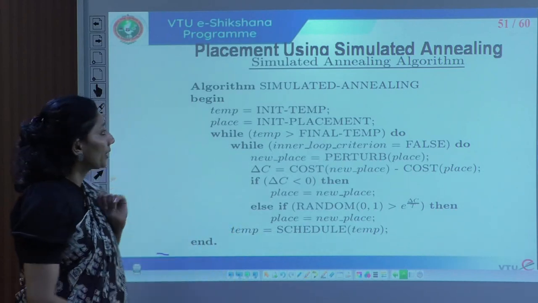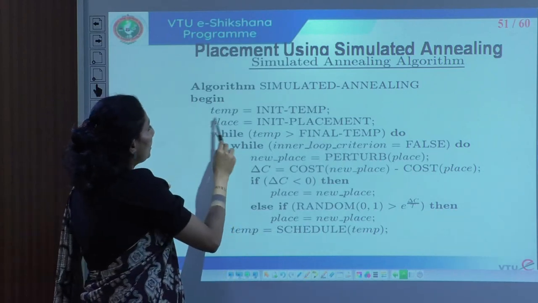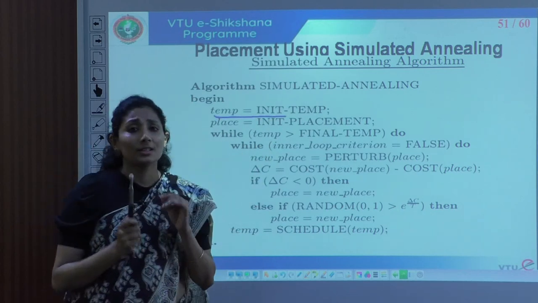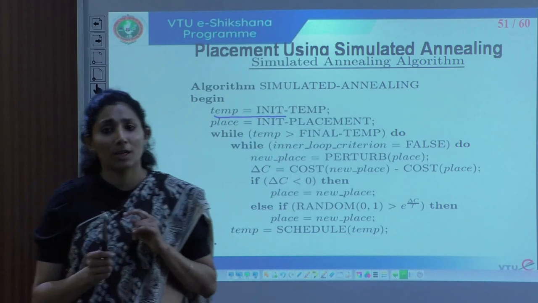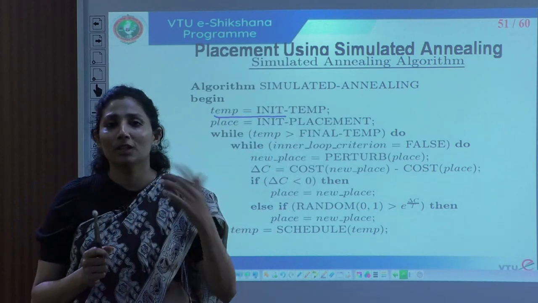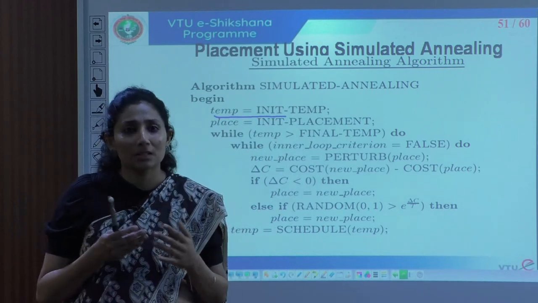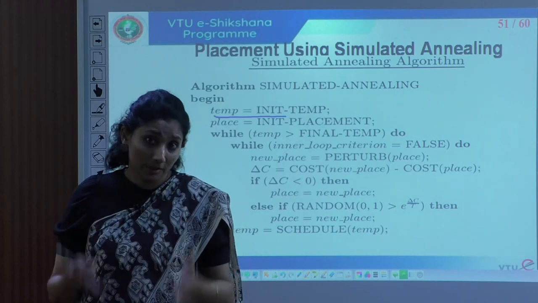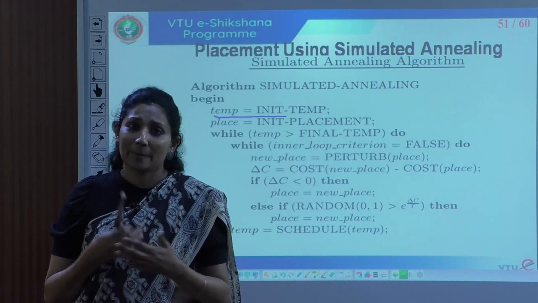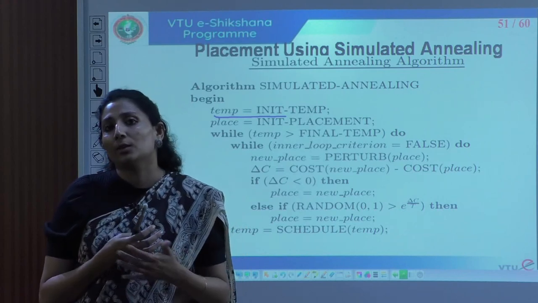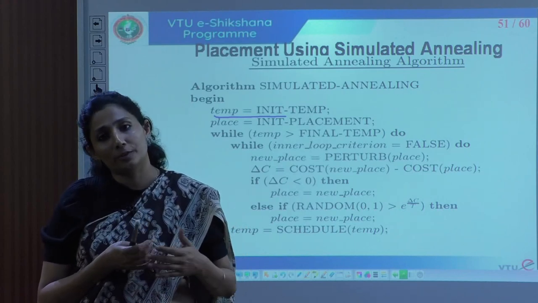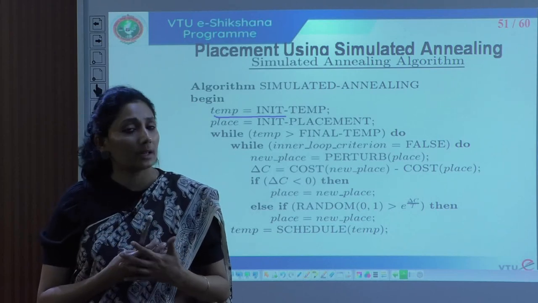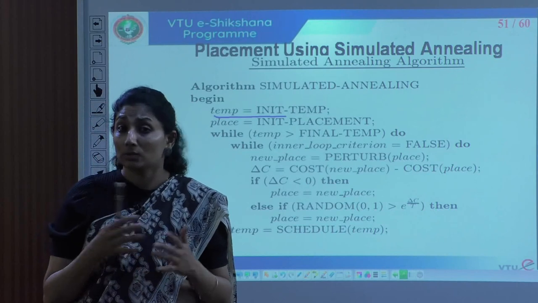So how does it operate? I'll begin the algorithm. I'll take it as a temperature. Temperature here is just a cost function. It's not that you heat the chip to a maximum temperature. It is what is the maximum value, how random it could be. It is basically a cost function. Say you have a placement, and you can estimate the cost function either with respect to the area or with respect to the wire length.